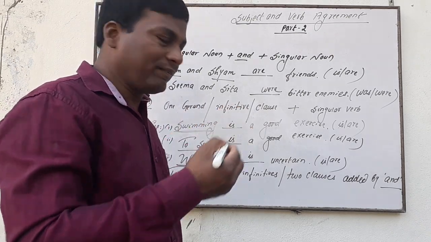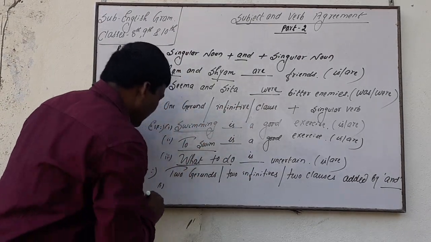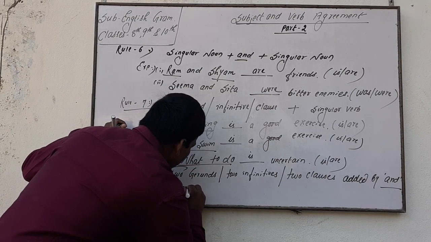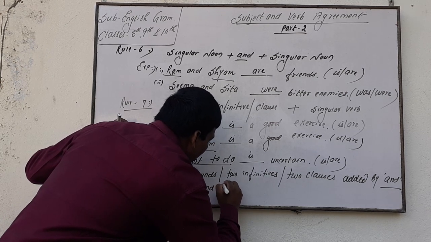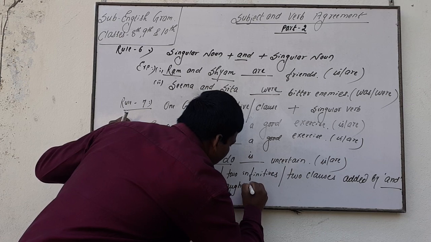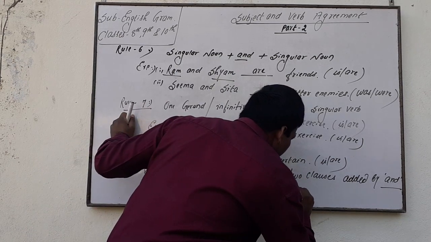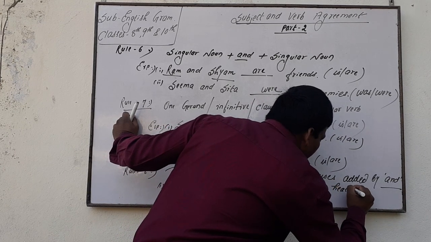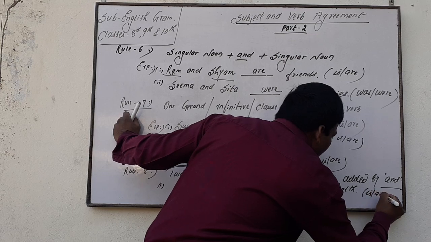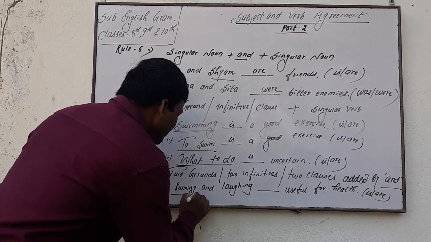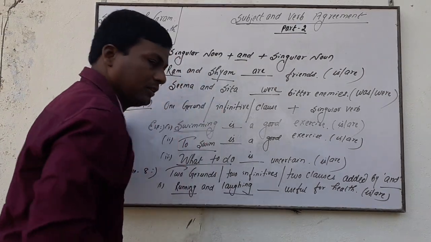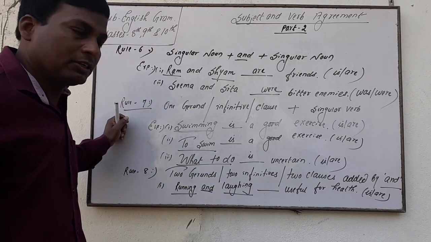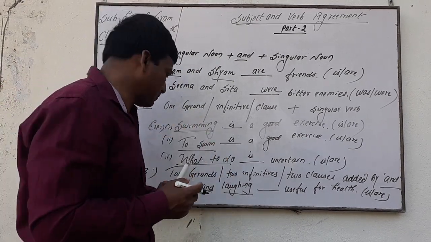So first of all, we will give an example. Example number 1. Running and laughing dash useful for health. Okay. So running, one gerund, laughing, another gerund, and both gerunds are combined by the help of and. So it means there are two gerunds.